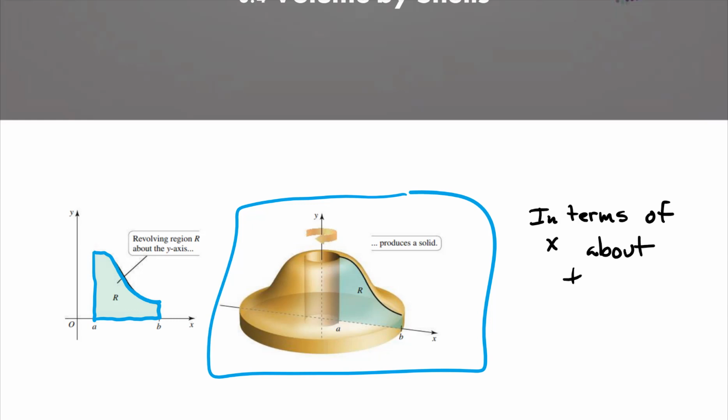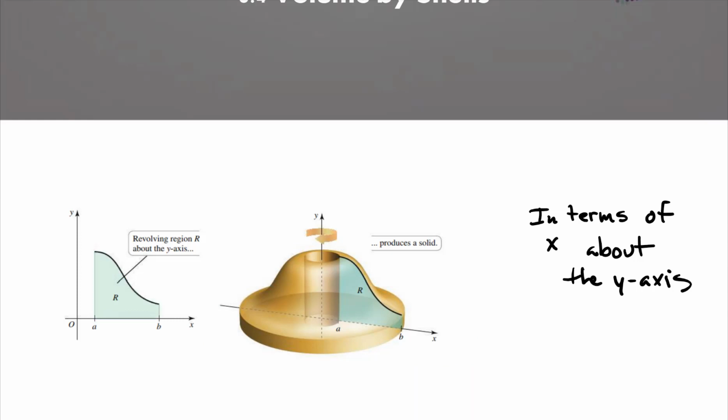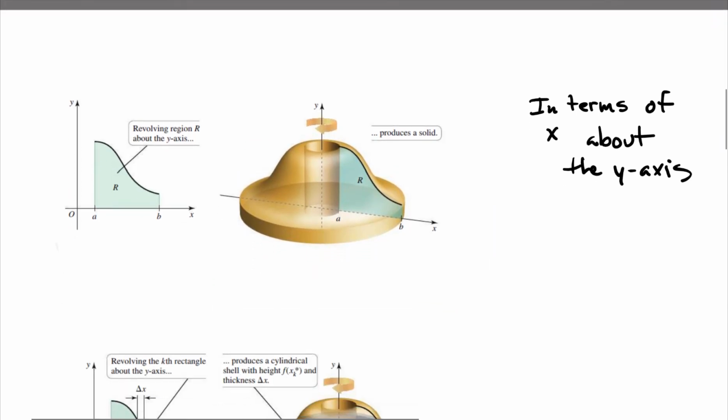About the y-axis. That is the complete opposite of how we did it with washers and discs. If it was in terms of x's, we went about the x-axis. In terms of y's, we went about the y-axis. But now we're going to switch it up. When it's in terms of x's, we go about the y-axis. And if we're going to go about the x-axis, it means we need everything in terms of y. So let's just keep going. This is an intro, no problems.